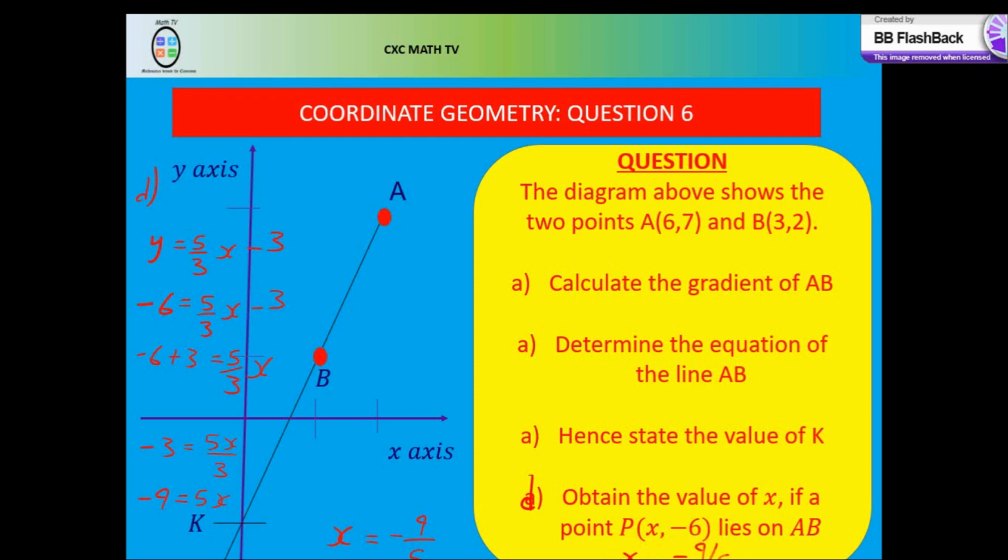And that wraps up coordinate geometry. We did all the different ways the question can be worded.